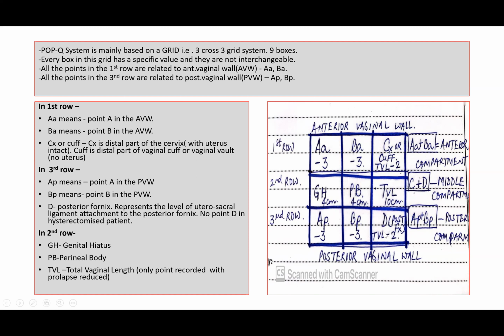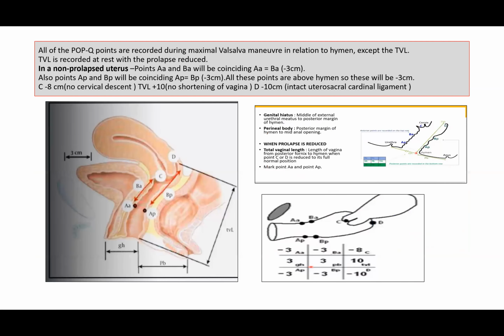And in a hysterectomized patient, there is no D. This grid will be empty. There is no D. Okay, I hope I'm clear so far. So let's move further. Now, all the POPQ points are recorded during maximum Valsalva maneuver in relation to the hymen, except the total vaginal length, which is recorded at rest with the prolapse reduced.